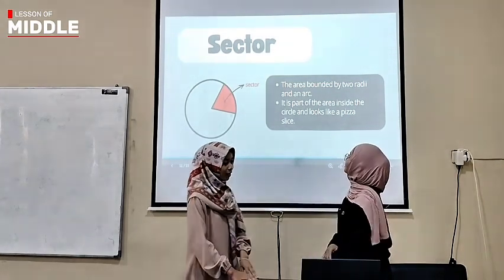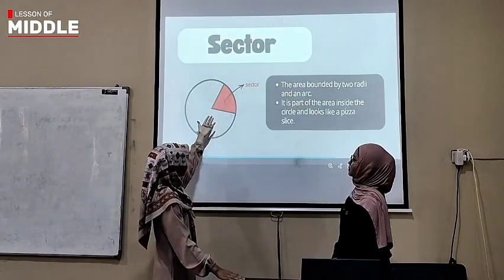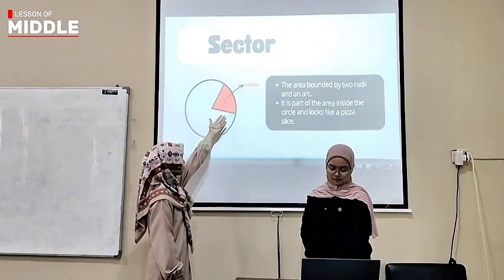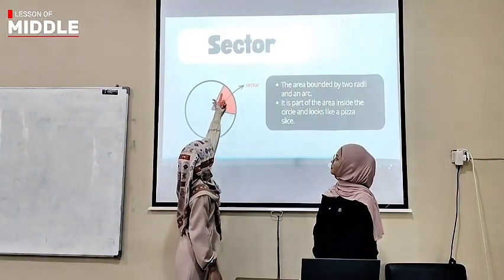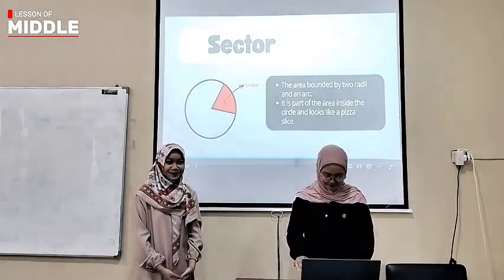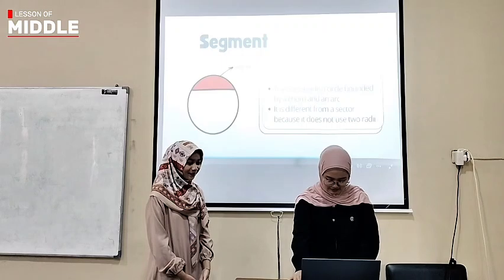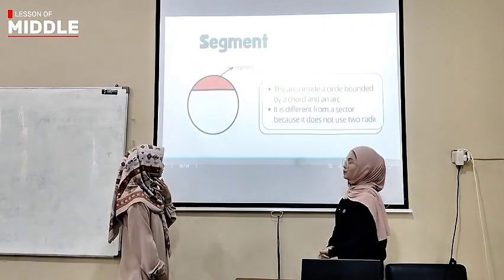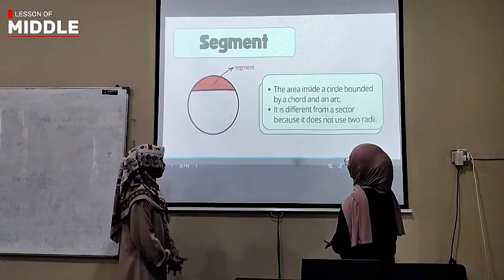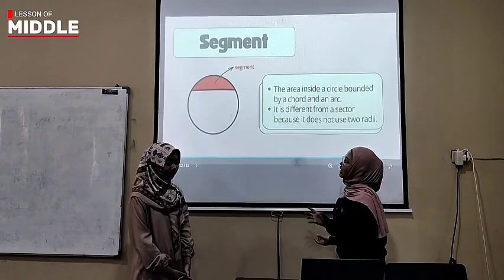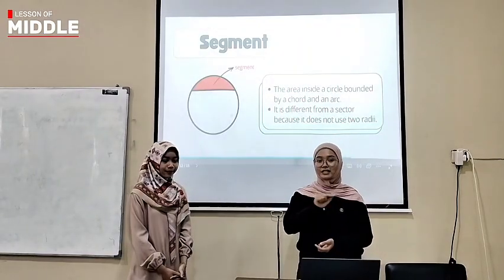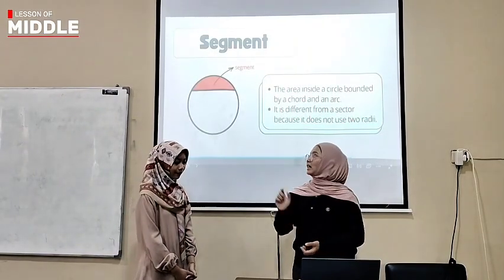Next, a sector looks like a pizza slice. It is the area enclosed by two radii and an arc. Okay, the last part of a circle is a segment. A segment is the area between a chord and an arc. And remember, an arc is a curve and a chord is straight.